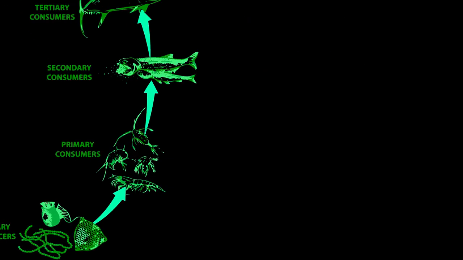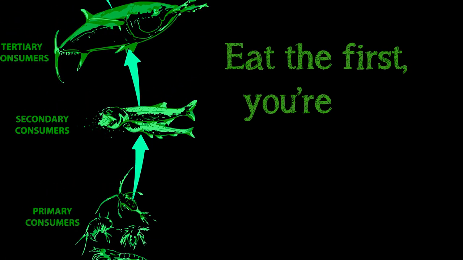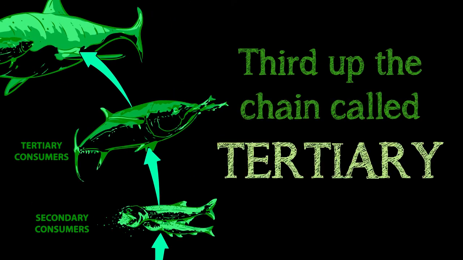Learn all the roles and relationships. First consumer called primary. Eat the first, you're the second one, secondary. Third of the chain called tertiary.